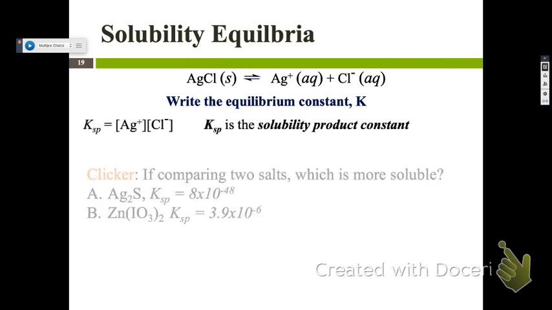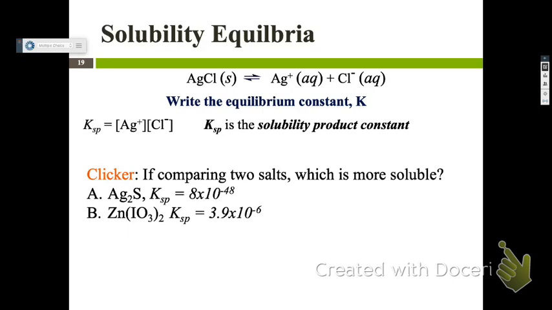So if we look at these two compounds, which one of these do you think is more soluble? Go ahead and click in your answer. Talk to your neighbor. Couple more seconds. We just had these two we're comparing. That's it. This is question 13.